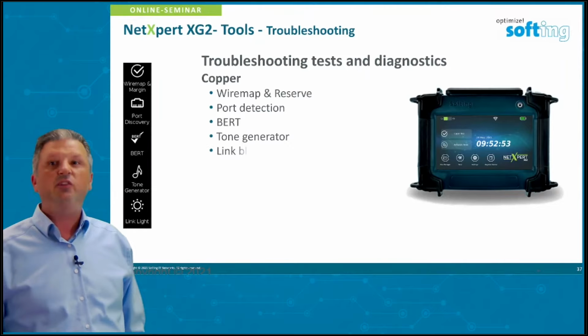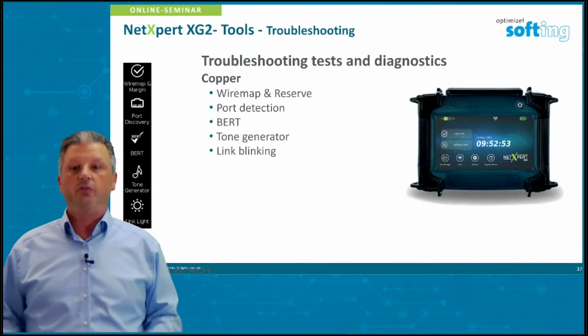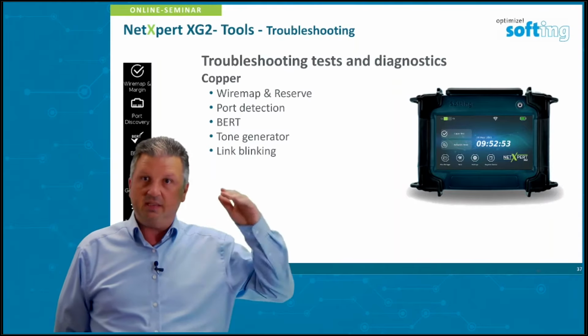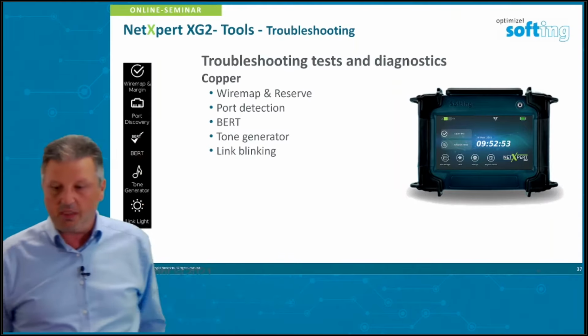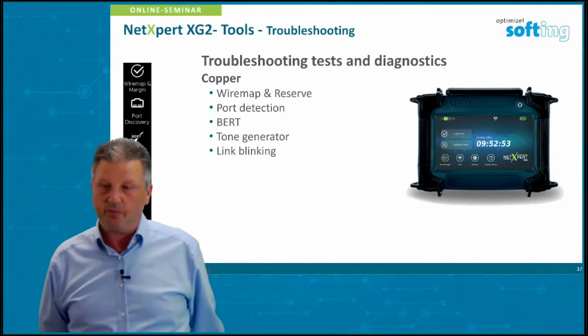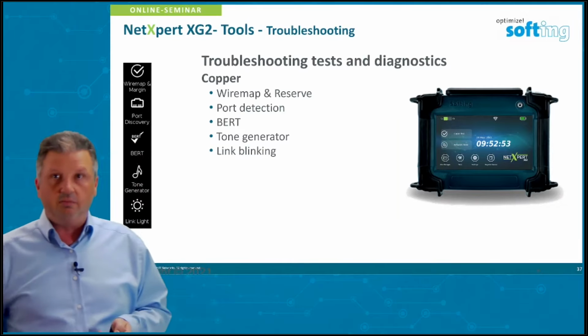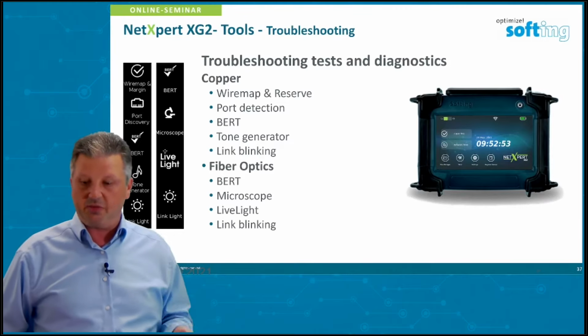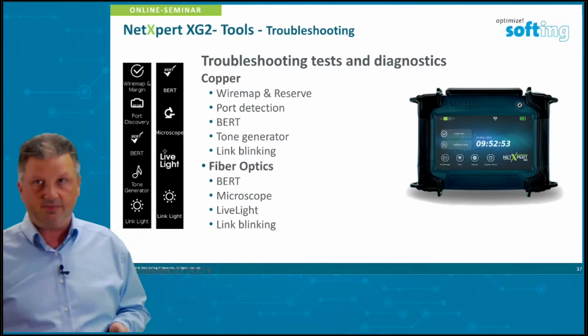Troubleshooting: when we go in tools, we have a separate mode for tools. That means you can do measurements in a simplified way, alone. That means wire map alone, or port detection, Bert testing alone. For copper and for fiber, it's also possible to do microscope testing, Bert testing, or a live light.